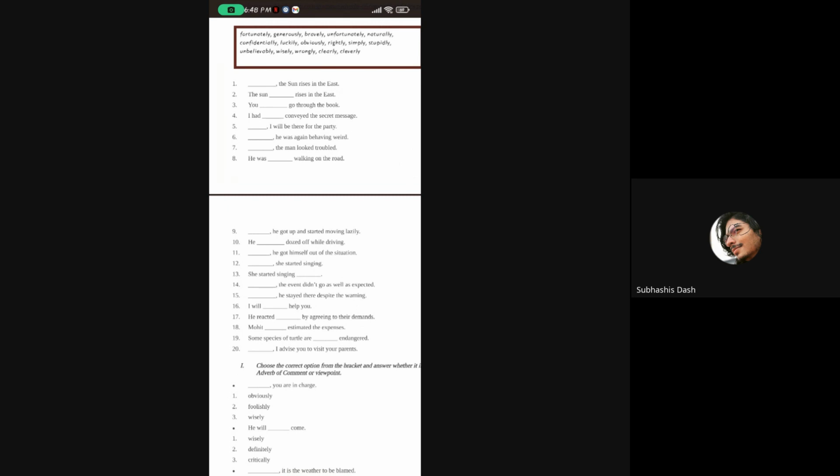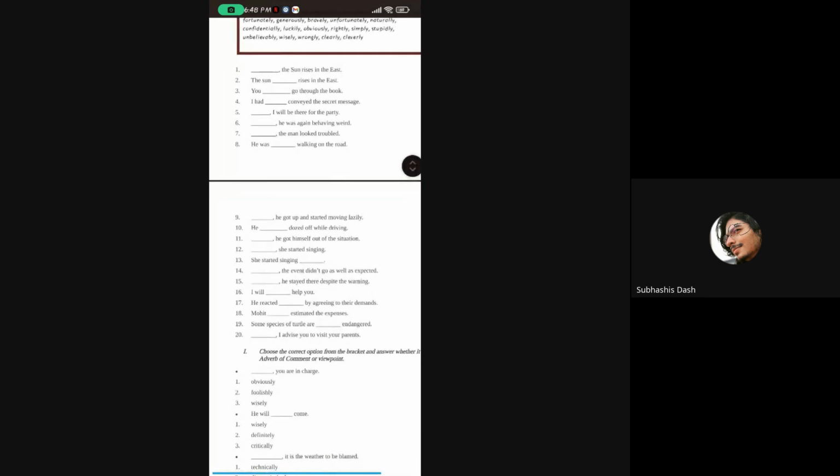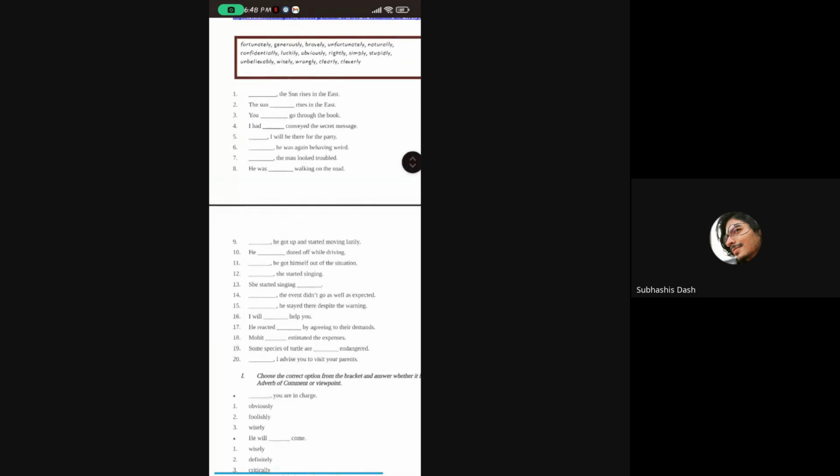And you can also say unfortunately, right? Unfortunately dozed off while driving. Okay. Because these are things that you can anticipate what has happened after that, right? So in that case, it's okay. 11th one, dash, he got himself out of the situation. It's also easy. Fortunately. Fortunately or luckily, okay?